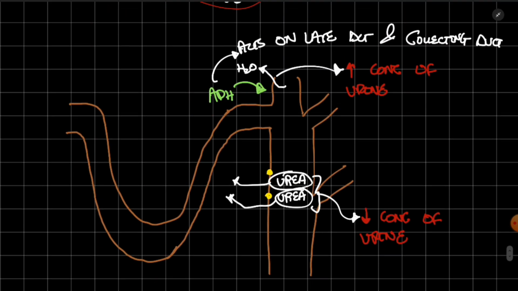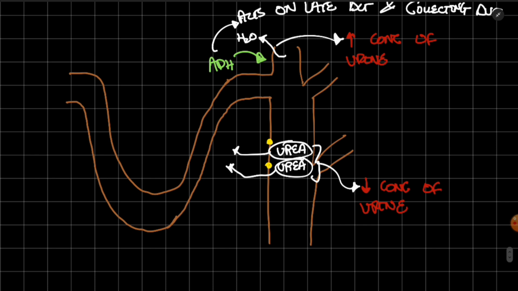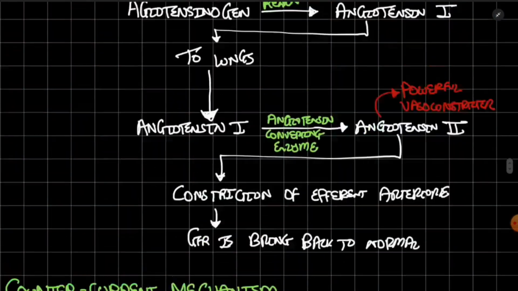So the DCT is responsible for active reabsorption of water if necessary, and the collecting tubule is also responsible for absorption of water as well as absorption of urea. Many collecting ducts open into a main collecting duct, and the main collecting duct will go to the renal pelvis. So this is how we have completed the whole nephron.